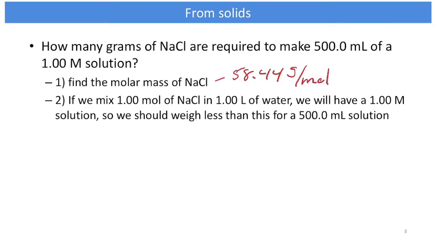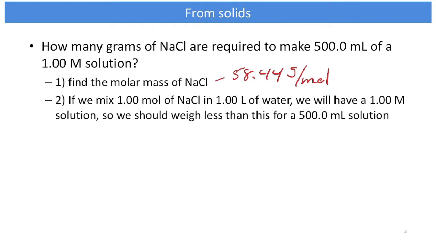For this particular example, we don't really have to do a calculation. If you just think through it, if you're making a 1 molar solution, that means you're going to have 1 mole of sodium chloride per liter of solution. We know the molar mass is 58.44 grams per mole. So if we were to make a 1 molar solution in 1 liter, then we would have to use 58.44 grams, because that would be a mole per liter.